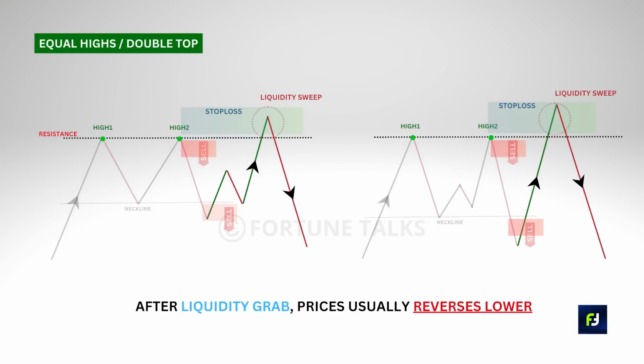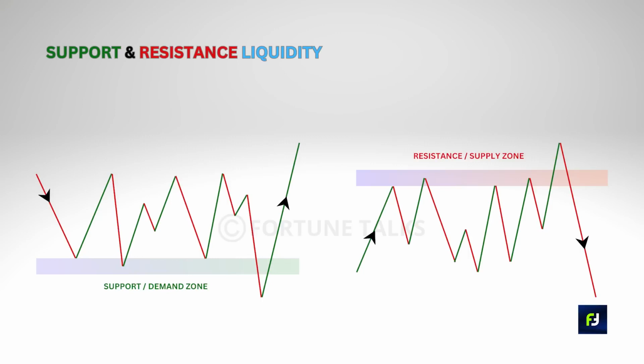And once all the stop losses are grabbed or swept, the market will usually reverse its direction and move lower, which can be really heartbreaking. Now, if you have understood both these types of liquidity, then the next few types are going to be really easy. Yes, we are talking about support and resistance liquidity next.